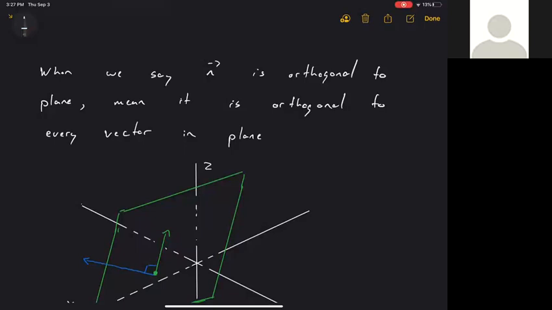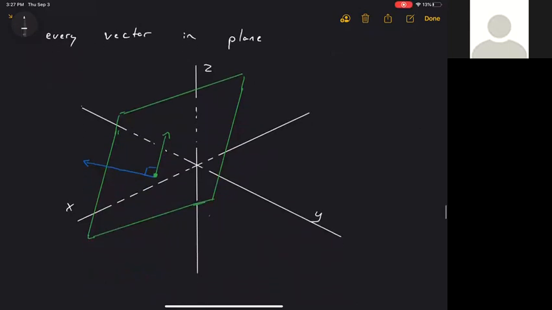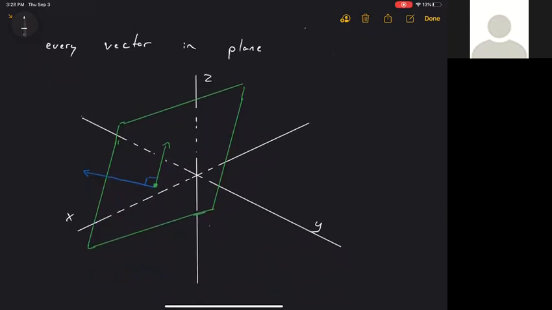When we say this vector n is orthogonal to the plane, what I mean is that if r is any vector in the plane, then my normal vector n is going to be orthogonal to that vector. Think about this. This blue vector here, let's call that n. That's orthogonal to the plane, right? And then this green vector here, let's call that r.